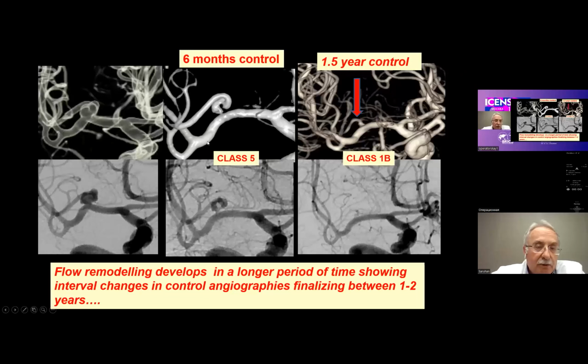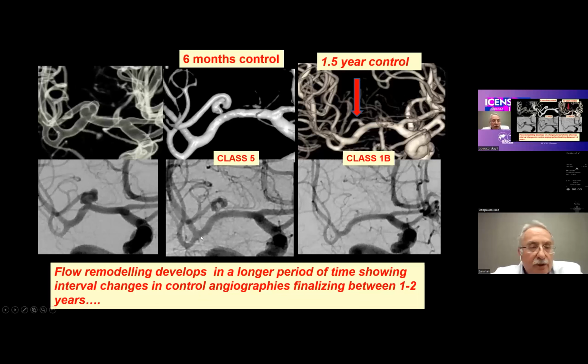For example, in the 6 months follow-up you see the aneurysm is completely reverse remodeled, and it turned out to be a continuation of the vessel. If it shows a different course than before, we call it class 5 occlusion in the first control.